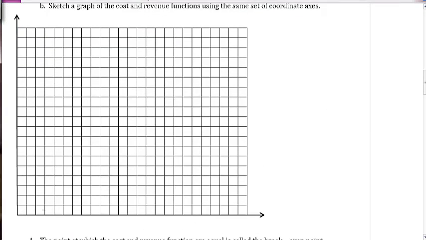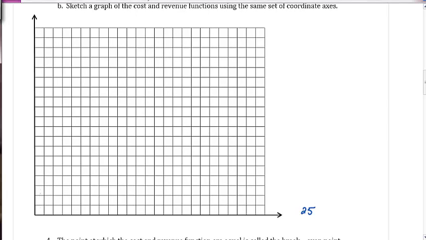And so I have 1, 2, 3, 4, 5, 6, 7, 8, 9, 10, 11, 12, 13, 14, 15, 16, 17, 18, 19, 20, 21, 22, 23, 24, 25. 25 in that direction, and I have 1, 2, 3, 4, 5, 6, 7, 8, 9, 10, 11, 12, 13, 14, 15, 16, 17, 18, 19 here.